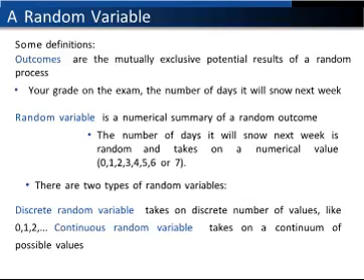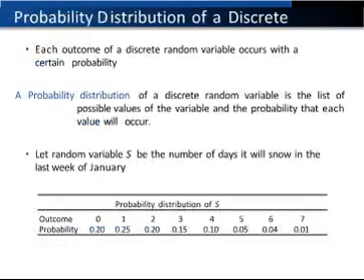A discrete random variable takes on a discrete number of values, like 0, 1, 2. A continuous random variable takes on a continuum of possible values. Probability distribution of a discrete random variable. Each outcome of a discrete random variable occurs with a certain probability. A probability distribution of a discrete random variable is the list of possible values of the variable and the probability that each value will occur.